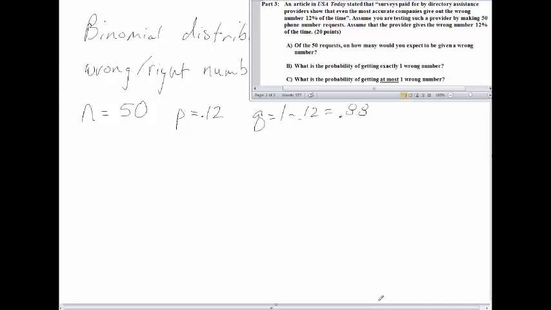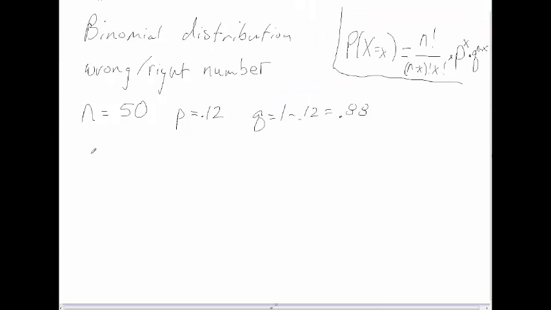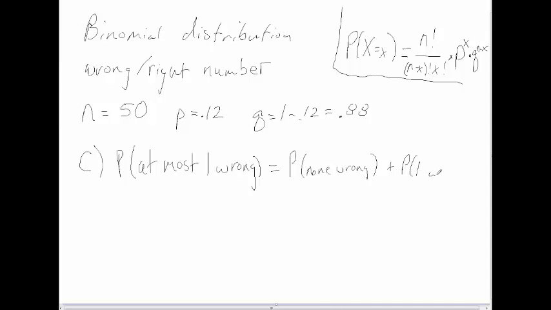Part C asks, what's the probability of getting at most one wrong number? So here we've got an event, the probability of at most one wrong. It's a compound event, so it's the probability of getting none wrong plus the probability of getting one wrong. At most 1 means less than or equal to 1, which means 0 or 1. So the probability of getting none wrong would be the probability of getting all right plus the probability of 1 wrong.